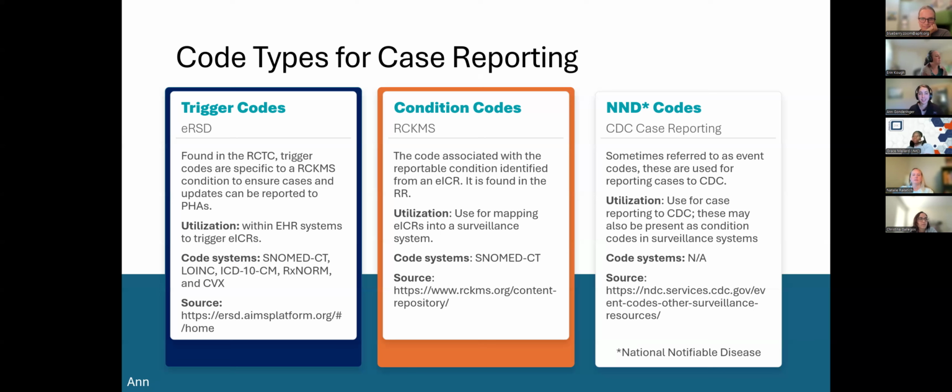And if we take it one step further, the condition codes are usually what people try to map into their surveillance system for which reportable disease, so they can do their case investigation and then do their reporting for CDC through NNDSS. And so the NNDSS codes or the event codes are different than the condition codes. So there's a lot of codes floating around that need to be cross-mapped, but it's the life cycle of how a case report goes through.